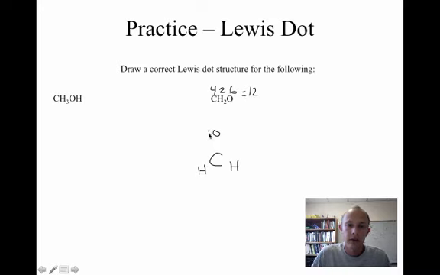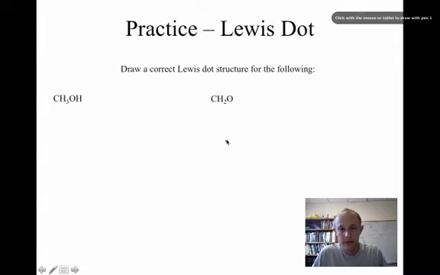If we surround oxygen with 8, and we surround carbon with 8, we'll have too many electrons. There's 2, 4, 6, 8, 10, 12, 14. We only have 12 to work with. So let's try again.